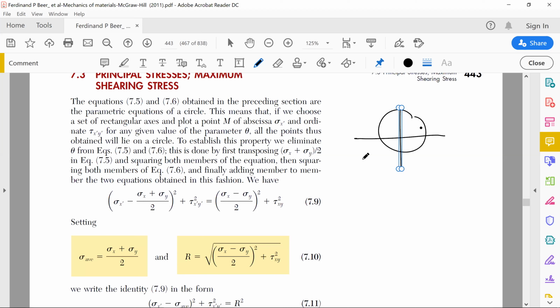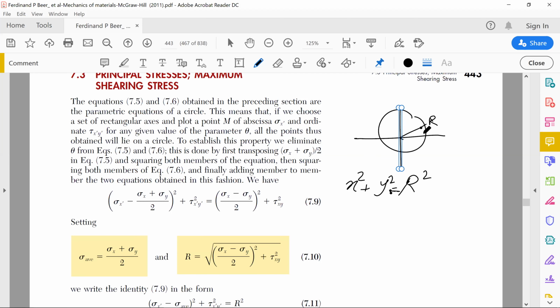You tell me. What is the equation of the circle? Anybody? Can you tell me? This is x square plus y square equals r square, where R is basically the radius of the circle.